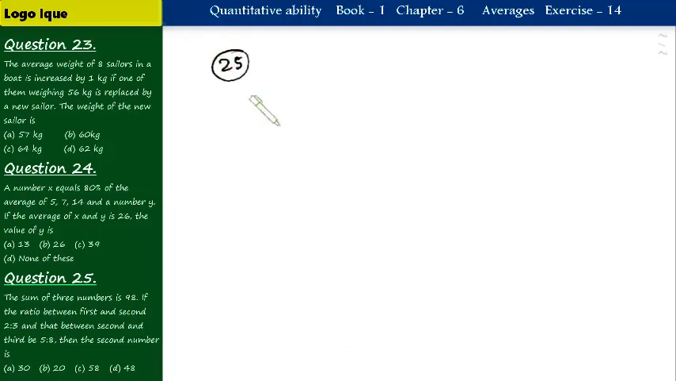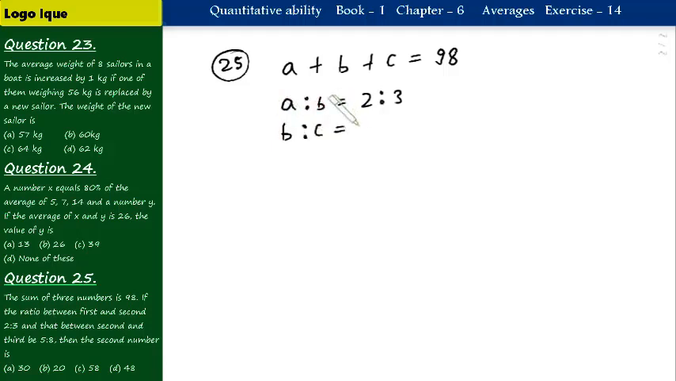Now question number 25 is similar to some of the previous questions that we have done. It says the sum of three numbers is 98. So let's say the three numbers are a, b and c. So a plus b plus c is 98. The ratio between the first and second, that is a is to b, is 2 is to 3, and between second and third is 5 is to 8. So b is to c is 5 is to 8.